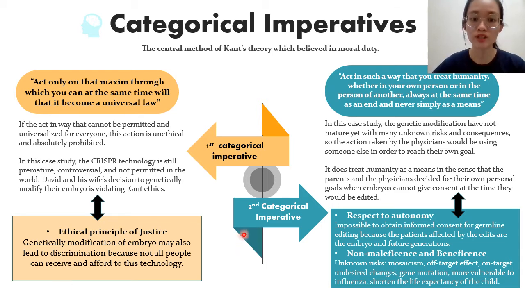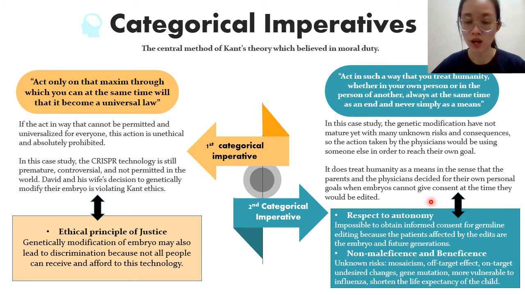Based on the second categorical imperative, in this case study the genetic modification has not matured yet, with many unknown risks and consequences, so the action taken by physicians would be using someone else in order to reach their own goals, which is doing research and experiments. So it goes against the second categorical imperative, which states that we should treat a person as an end and never simply as a means. It does treat humanity as a means, in the sense that parents and physicians pursue their own personal goals when the embryo cannot give consent at the time it is edited.